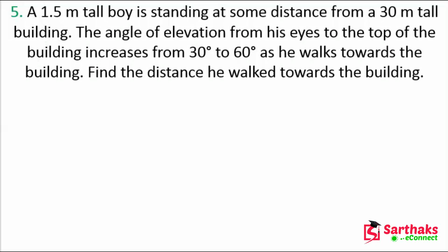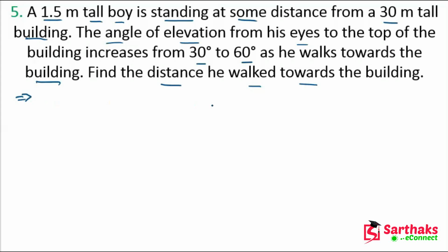a 1.5 meter tall boy is standing at some distance from a 30-meter tall building. The angle of elevation from his eyes to the top of the building increases from 30 to 60 as he walks towards the building. Find the distance he walked towards the building. Okay, so this is a good question and you have to listen very carefully.